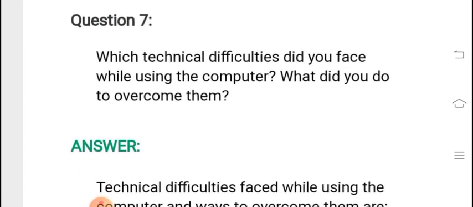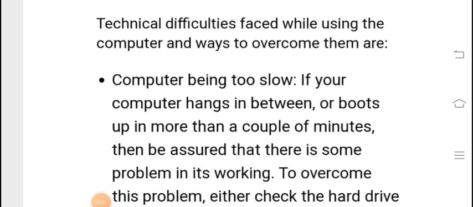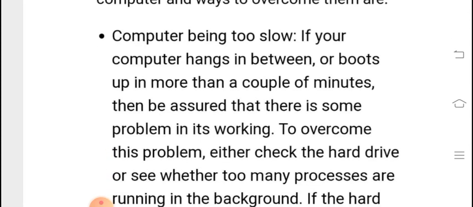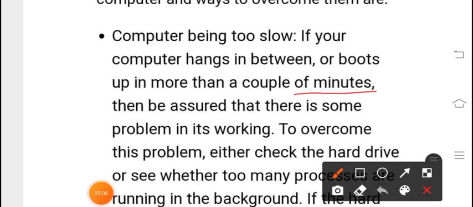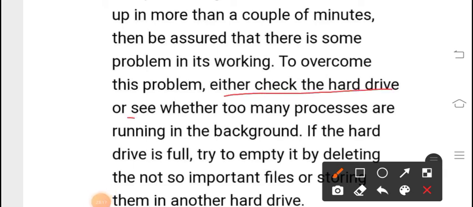Question number 7. Which technical difficulties did you face while using the computer? What did you do to overcome them? So answer is, technical difficulties faced while using the computer and ways to overcome them are: computer being too slow. If your computer hangs in between or boots up in more than a couple of minutes, then be assured that there is some problem in its working. To overcome this problem, either check the hard drive or see whether too many processes are running in the background.